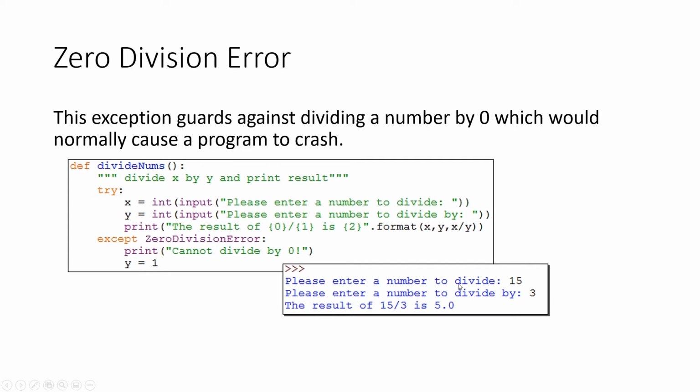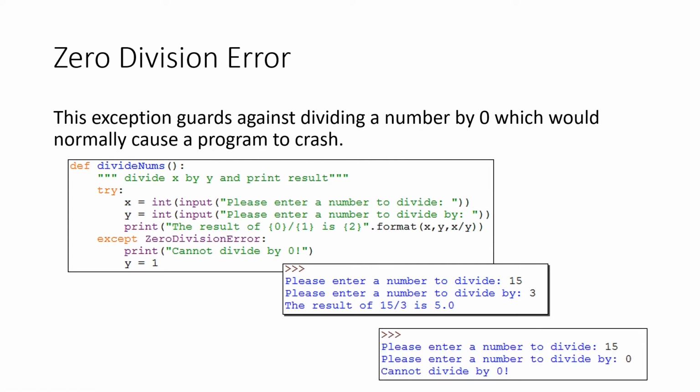If you look at the example here, you try 15 divided by 3, it's going to give you 5.0, no problem at all. The except won't get triggered. But if you try again with 15 and this time divide by 0, this time it does tell you they cannot divide by 0, so you can see that your except here was triggered.